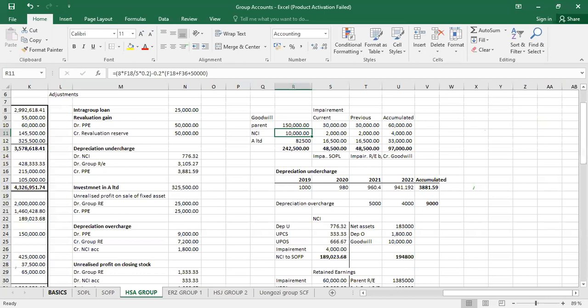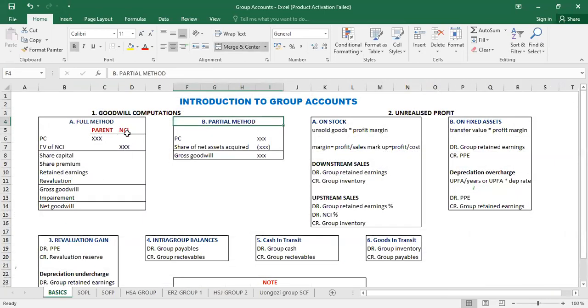Let me show you here under basics. This NCI, isn't it? You list share capital, share premium, retained earnings, and revaluation. So in our question, it is the percentage of it. So we list share capital and retained earnings, pre-acquisition, then we had revaluation of 50.